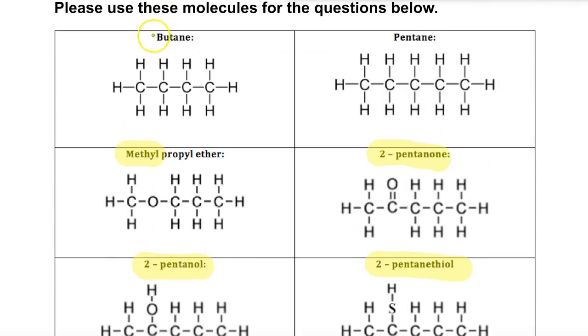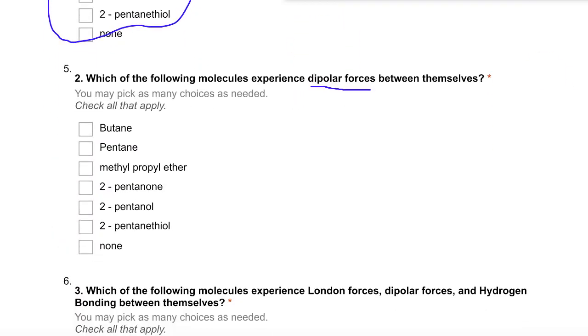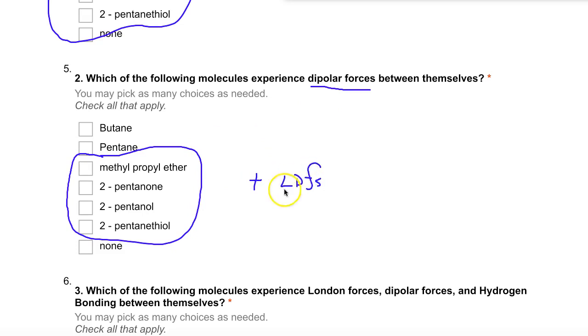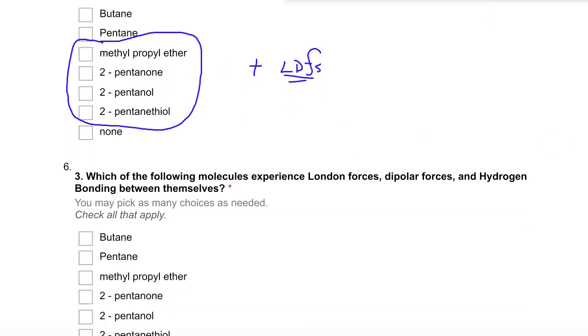Okay, these are hydrocarbons, and even if they weren't hydrocarbons, because of their symmetry, they would be very, very nonpolar because they have an equal distribution of electrons. These do not. Okay, so that's pretty straightforward. So the methylpropyl ether, all the way down, have dipolar forces. But the key here is they have dipolar forces and LDFs, okay? They have an additional attractive force because of their polarity.